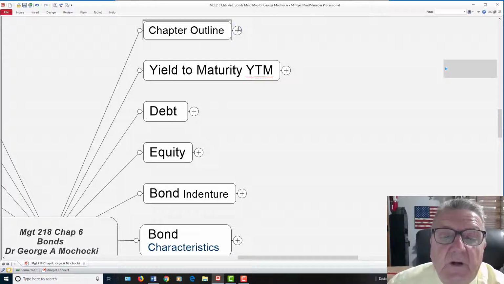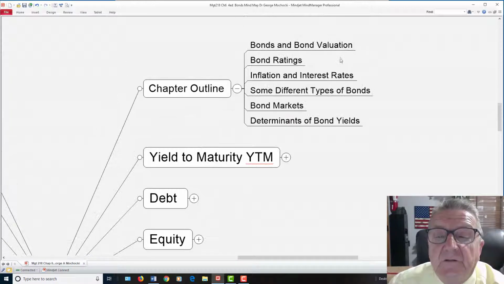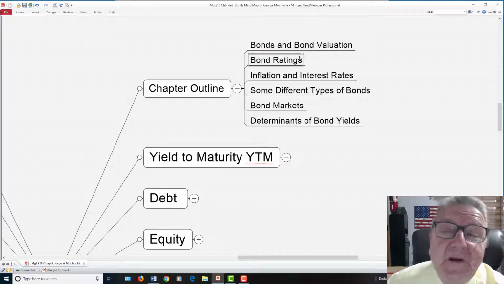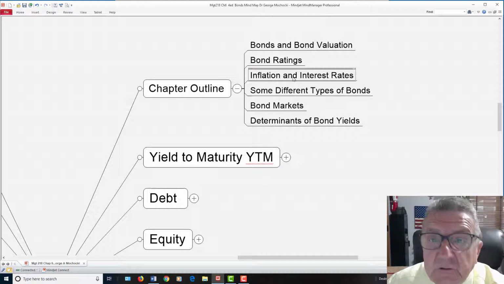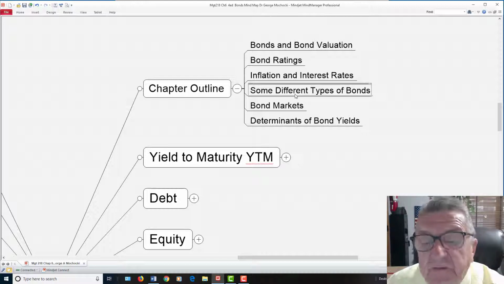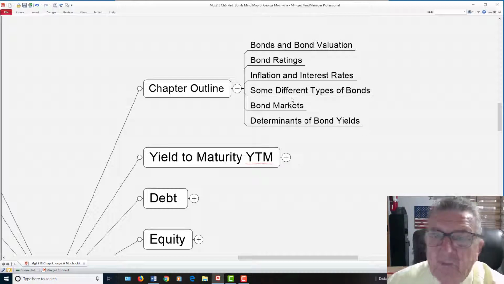What's this chapter about? This chapter we're going to talk about, for lack of a better word, bonds and bond valuation, the value of bonds, rating, what's a good bond, what's a junk bond, inflation and interest rates. We talked a little bit about that last chapter, Chapter 5, about interest rates. We're going to talk about the different types of bonds and about the bond markets. Remember, the bond market is the stepchild of the stock market. We'll be talking about that a few chapters down the road. Okay, and determinants of bond yield.